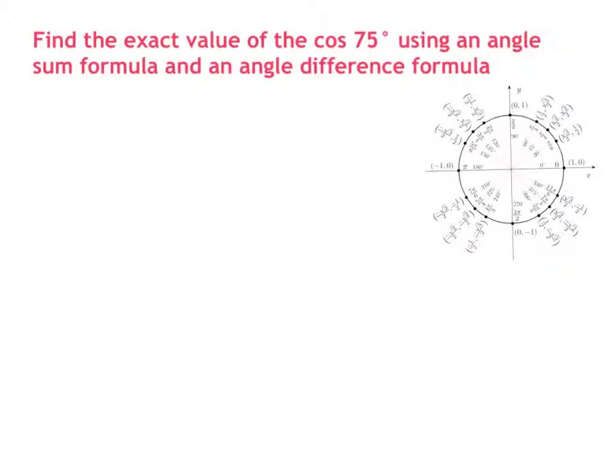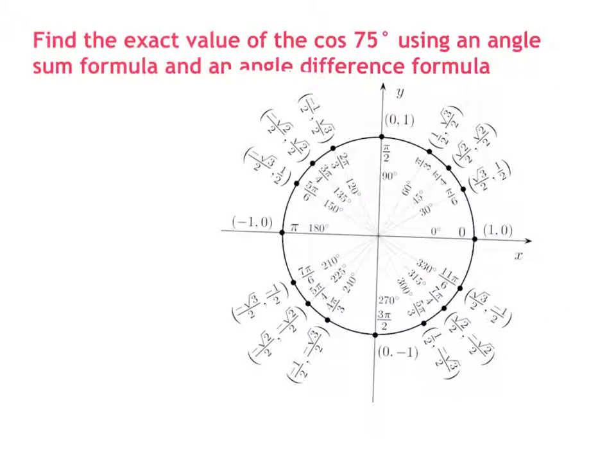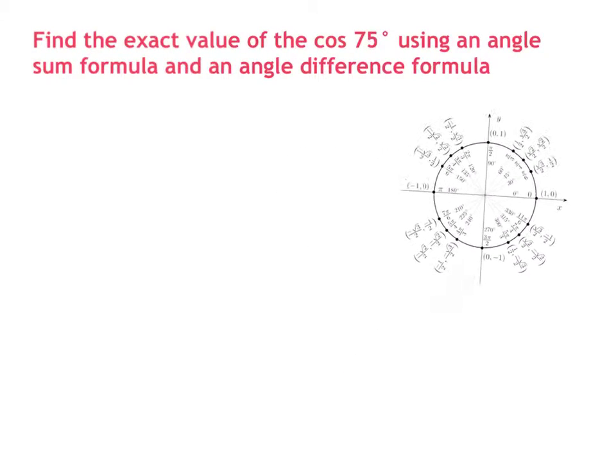Okay, so back to what we were doing. We're going to find the exact value of cosine of 75 degrees using the sum formula and the difference formula, just to see that they're the same thing. So whenever I'm looking at the unit circle, 75 degrees isn't there, right? But I can find two angles that add to 75. Okay, like 30 and 45.